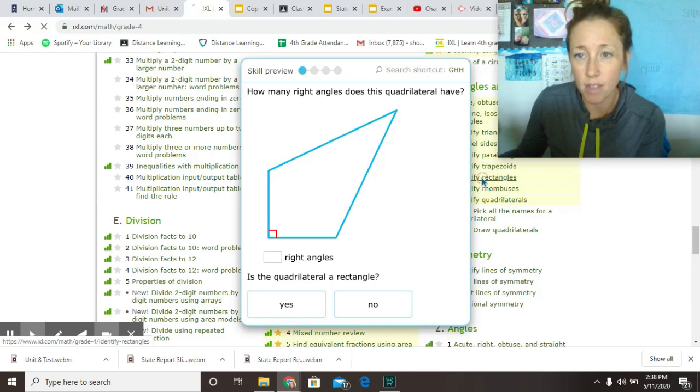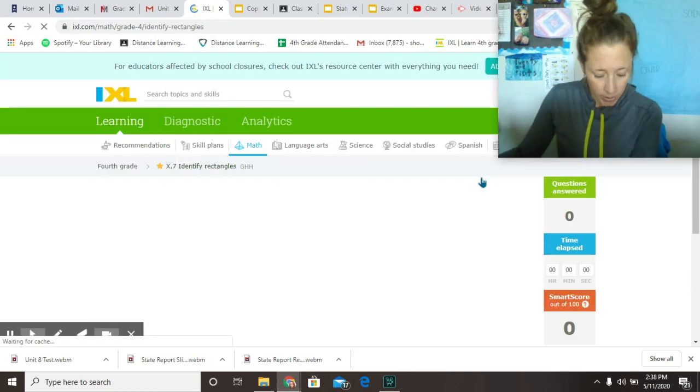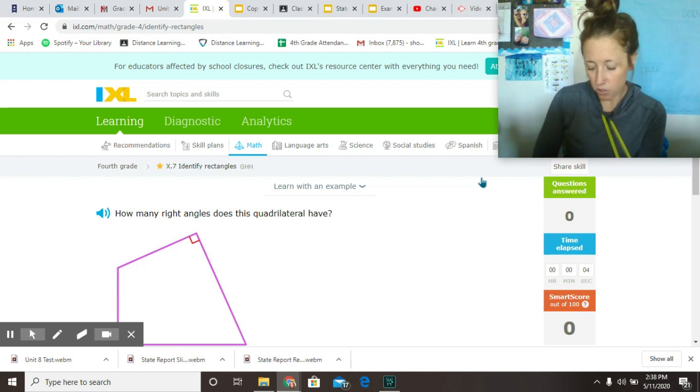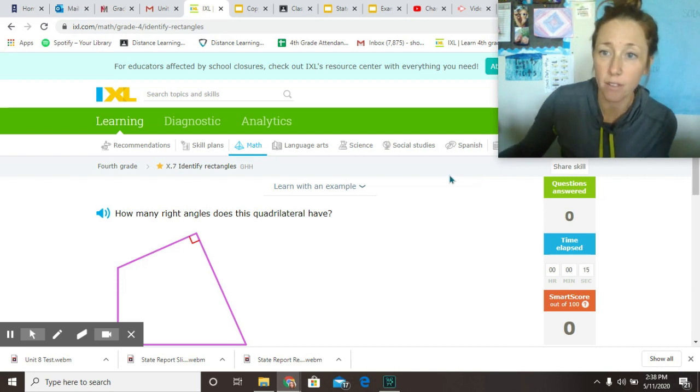Rhombuses, x7. So a rhombus has 4 sides that are congruent, 2 pairs of parallel sides, 2 acute, 2 obtuse, or 4 right angles. So the important things it needs to have are 2 pairs of parallel sides, and all sides are the same length. They're all congruent.